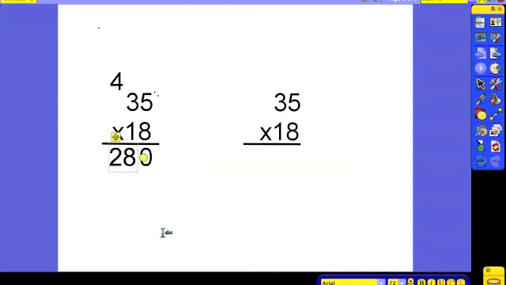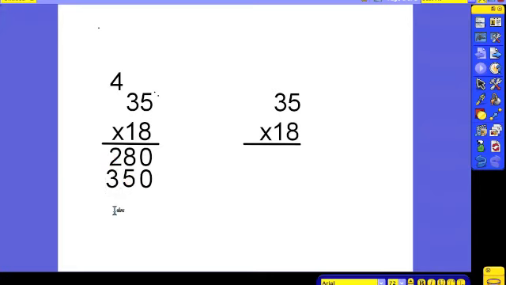Now here's where a lot of us had some problems. We're going to move down to the second row. We're going to look at the 1 in that number 18, but reminding us that it's not a 1, it's actually a 10. So before we move on to that column, we have to drop a 0. And this is where a lot of us made our mistake. Now we're ready to move on, and 1 times 5 is 5. And 1 times 3 is 3.